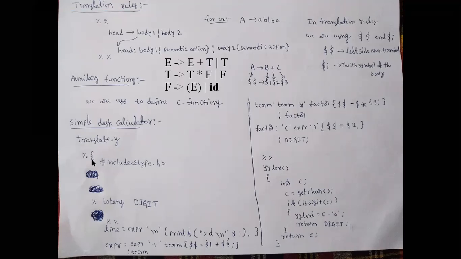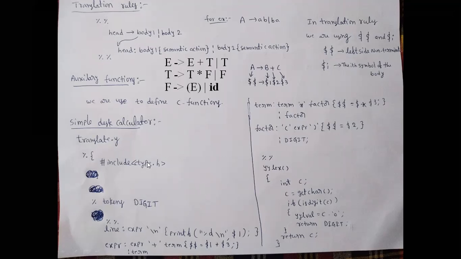So here we use percentage open curly brace, and here percentage closed brace. So missing the one. This is the percentage open brace and percentage closed brace. In between we need to specify the C variables, C constants or any header files. In this declaration section we are using #include <ctype.h>. What does ctype.h mean? Conversion type header file, which we are including in the declaration section.